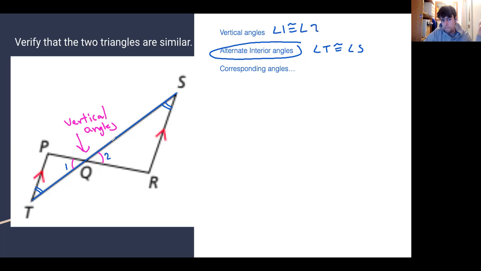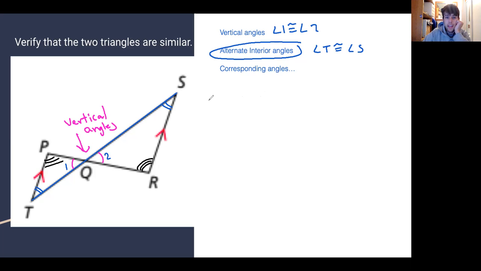So this is enough for us to say that these 2 triangles are similar to each other because they have 2 pairs of congruent corresponding angles. It would also be true to use alternate interior angles for R and P as well. Those would also be alternate interior angles with a different transversal. So anyway, these triangles are similar to each other by angle-angle similarity.